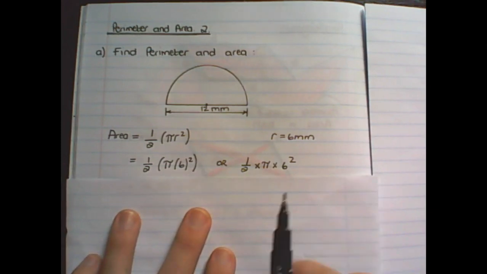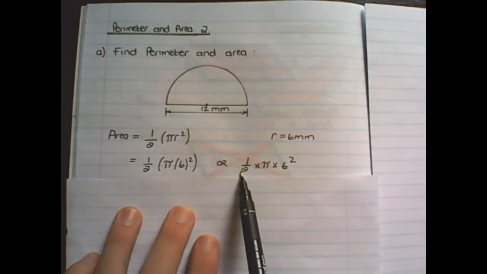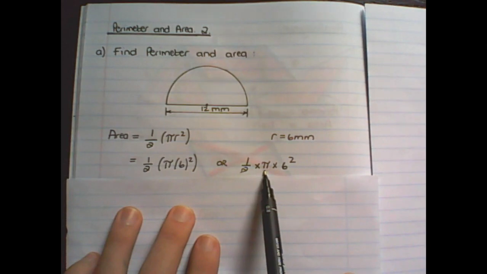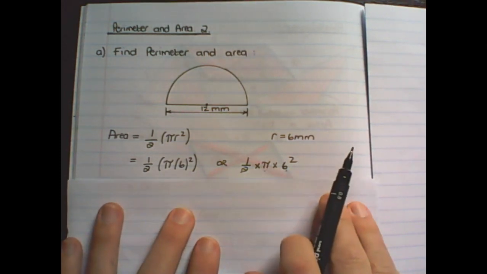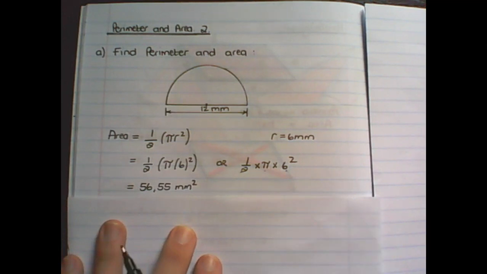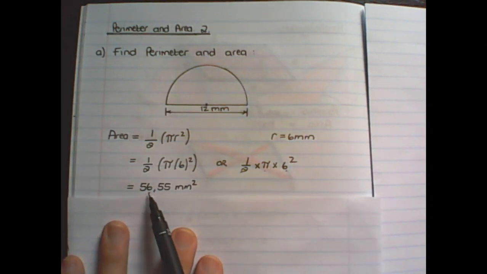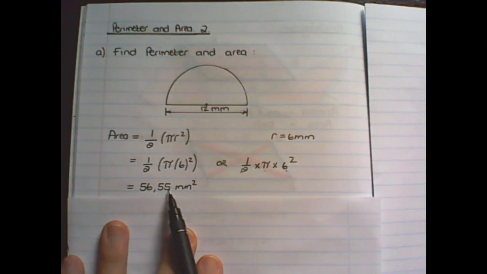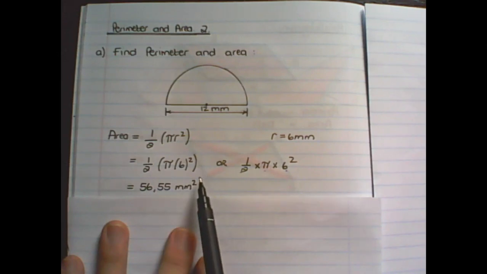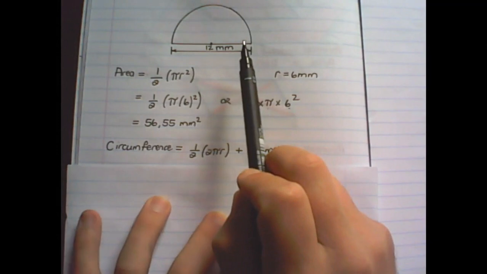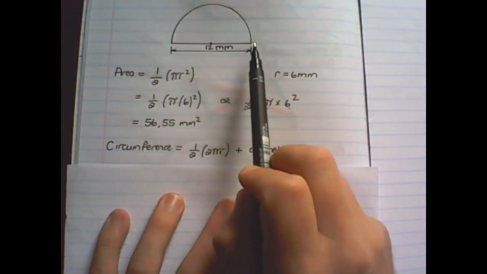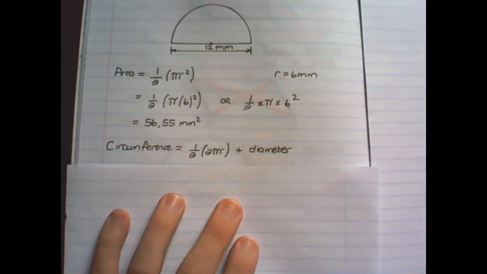So if I substitute, I would have a half times pi times the radius squared. And when I enter it into the calculator, my answer would be 56.55 millimeters squared. Remember, with area, we square our units. Next, we are going to work out the circumference or the perimeter of the semicircle.